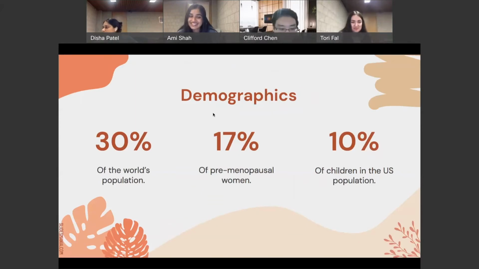So for demographics, 30% of the entire world population has iron deficiency anemia. Of that 30%, 17% are premenopausal women and 10% are children in the US population. So for prevalence, 9 to 12% of people with anemia are non-Hispanic white women, 20% in Black and Mexican American women, and 9% of patients older than 65, usually with comorbid GI cancer.